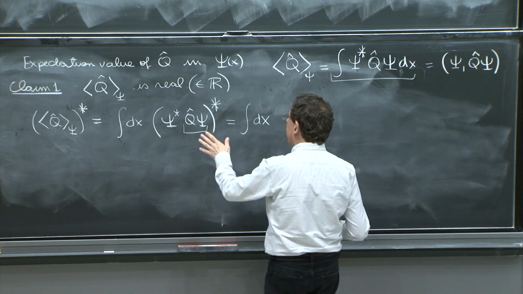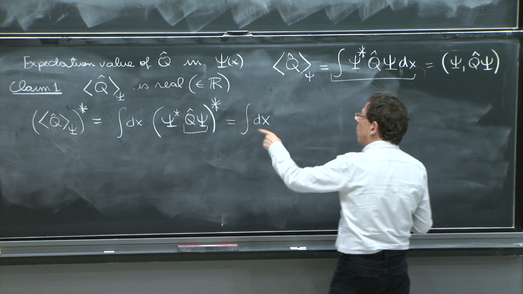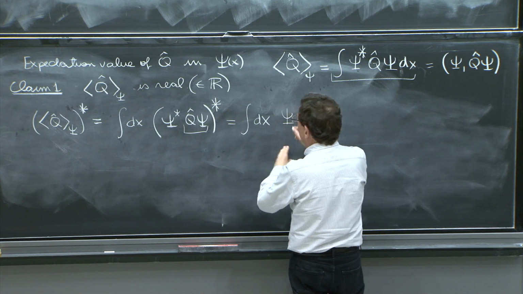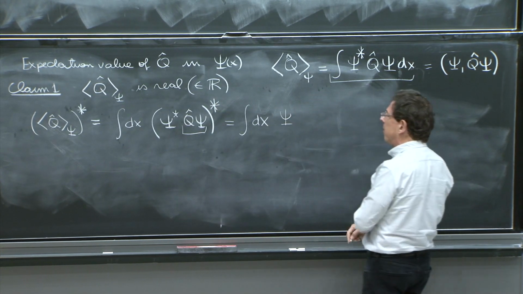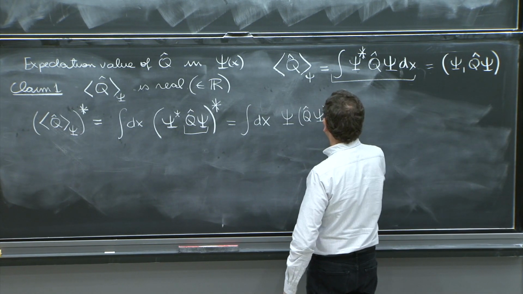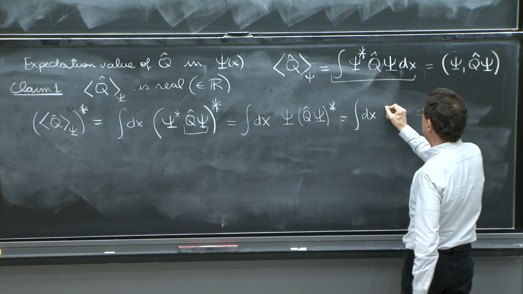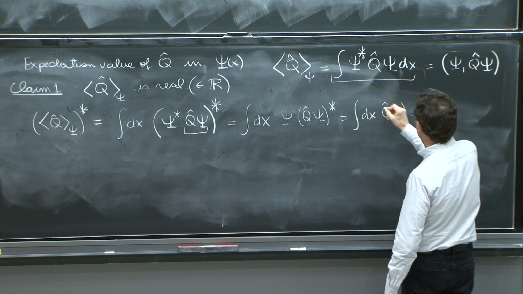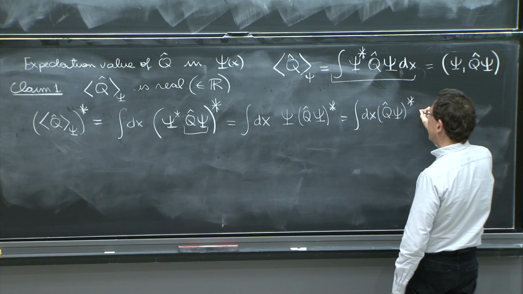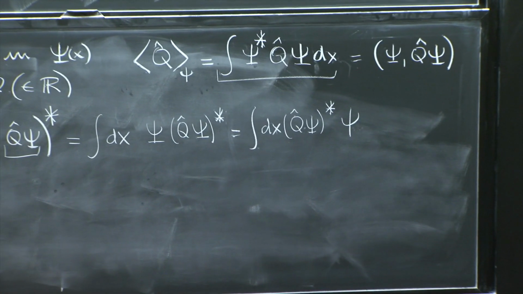And the nice thing is that you never have to think of what Q star is. There's no meaning for it. So what happens here? Product of two functions, the complex conjugate of the first. Now, if you complex conjugate something twice, you get the function back. And here you get Q psi star. But these are functions, you can move them around, so it's Q hat psi star, Q psi. And so far, so good. I've done everything I could have done.